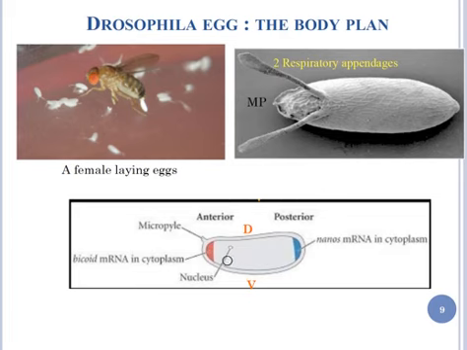oocyte. And this is due to the accumulation of specific maternal messenger RNAs like bicoid messenger RNA in the anterior cytoplasm, and nanos and oskar, both together, accumulated at the posterior cytoplasm. These messenger RNAs are very important, and their early maternal expression is important for the establishment of the anterior-posterior body axis that will be maintained for the whole Drosophila life.